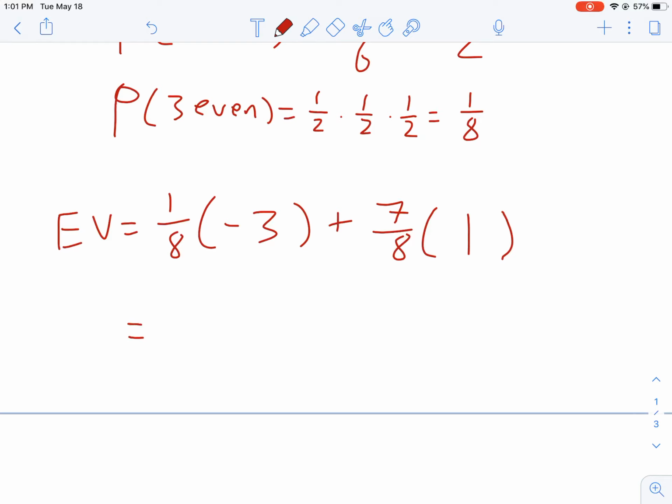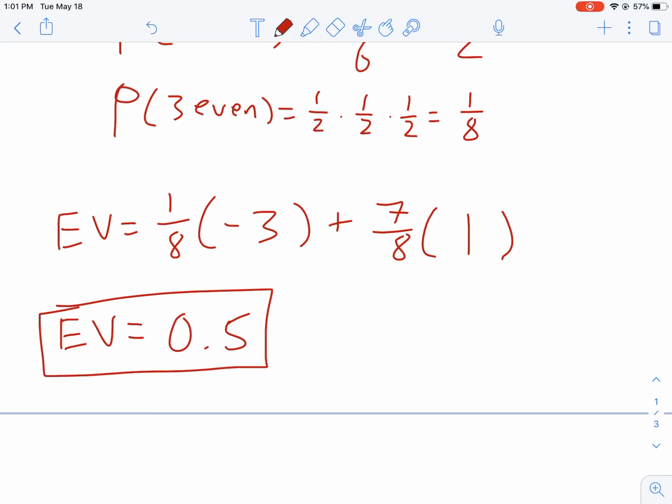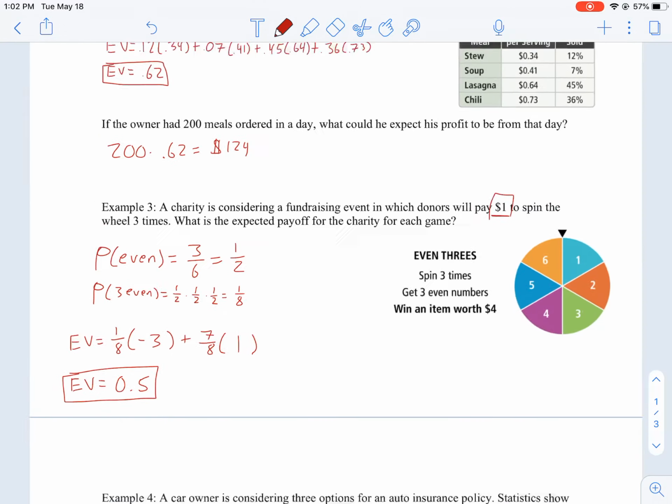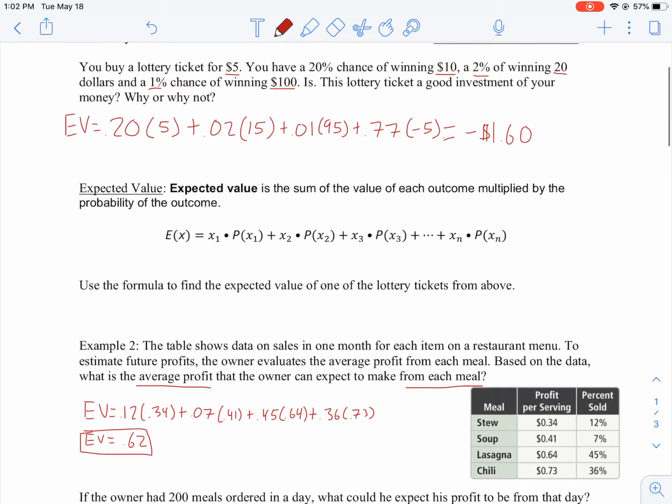And so if we look at all of that in total, we have 0.5. So this actually is a good raffle or a good game for the charity, because this is in the positives. Essentially, if this is in the positives, then it's good because you're going to be making money. And if it's in the negatives, it's bad because you're going to be losing money, okay? So this is how to do this. So we use the same formula 3 times. Hopefully this kind of made sense to you.